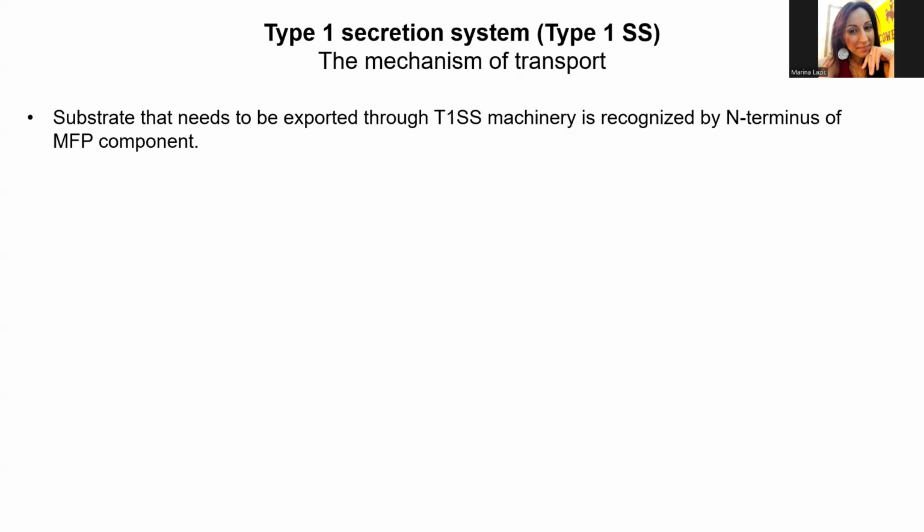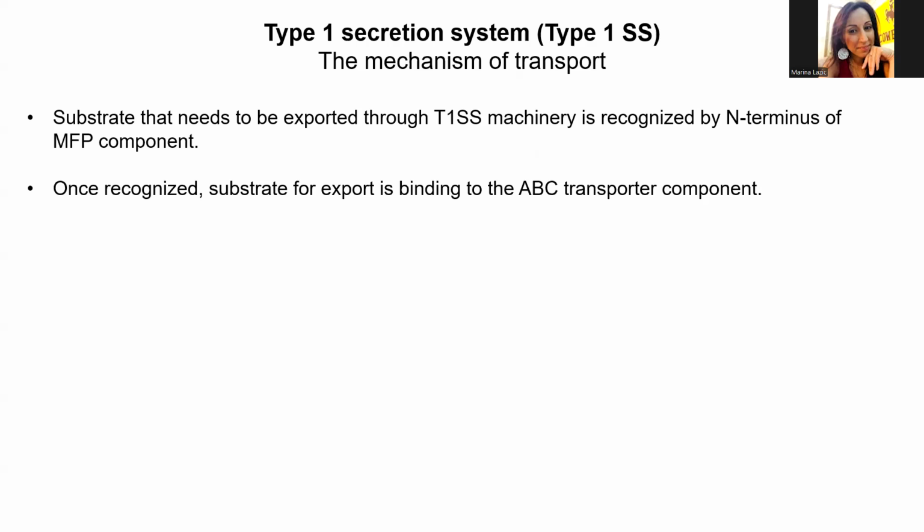So basically, the substance that is meant to be exported through the type 1 secretion system is recognized by the membrane fusion protein. That membrane fusion protein, which connects the inner membrane and outer membrane, is what actually recognizes the substrate for transport, through its N-terminus.